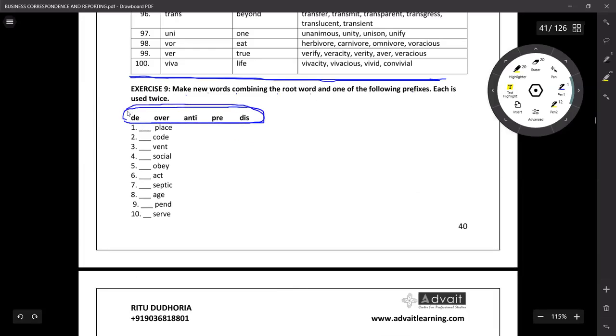Prefix means something that you fix before. For example, if I give you, let's say, place, you can tell me, ma'am, it can be displace. Correct? So like that, you have to tell me which prefix I can use with which root word. But each prefix can be used only twice, guys. So if I've used displace once, I can use it only once more. Come on, let's go through it together. First one, dash place. Displace.